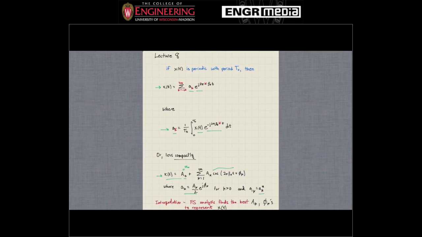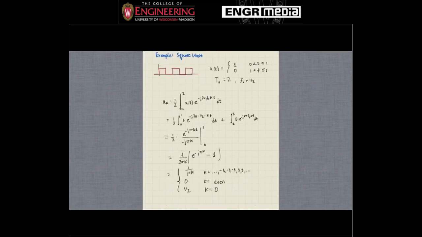The real interpretation, if we sit back and think about this, is that in Fourier series analysis the goal is to find the best A k's and phi k's to represent x. That amounts to finding the best lowercase a k, where lowercase a k is a complex number. All right, so let's walk through a simple example, and that's the square wave.